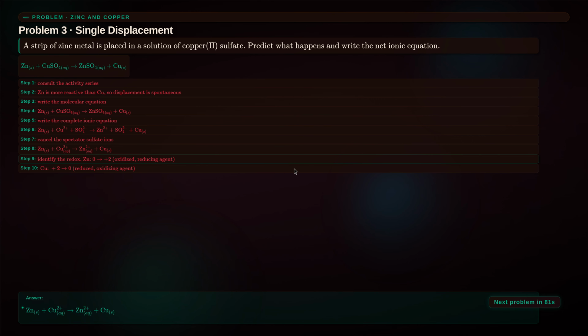Zn solid plus Cu2+ aqueous plus SO4 2- aqueous gives Zn2+ aqueous plus SO4 2- aqueous plus Cu solid. Step 4. Cancel spectator ions. Sulfate appears unchanged on both sides, so it cancels. The net ionic equation is Zn solid plus Cu2+ aqueous gives Zn2+ aqueous plus Cu solid.